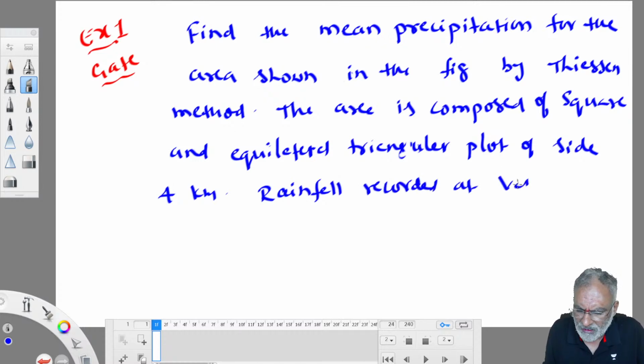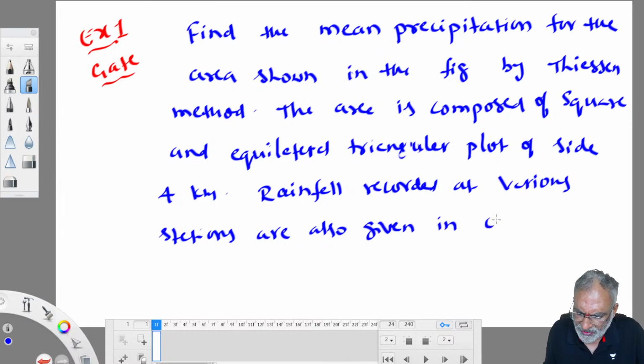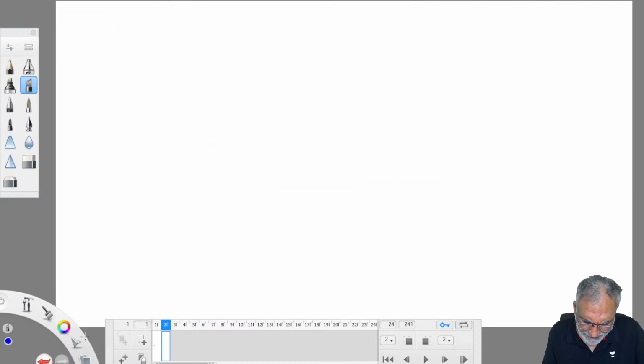are also given in centimeters in the figure. A catchment diagram is given to you, and you are expected to find out the mean precipitation by the Thiessen polygon method.